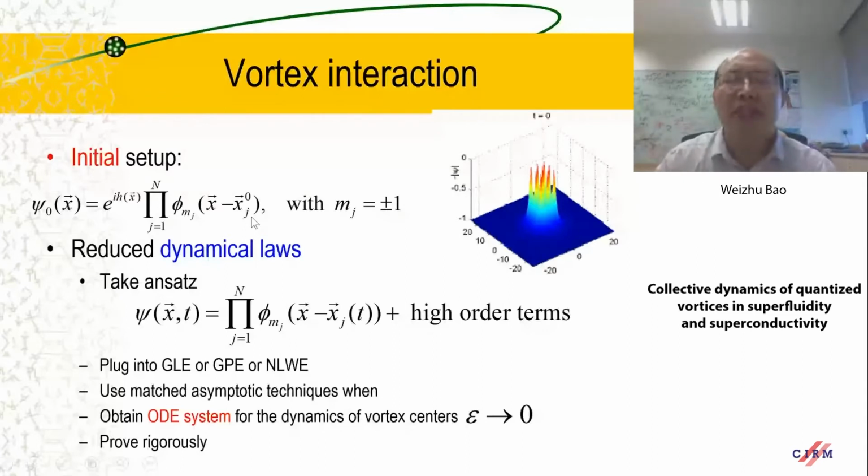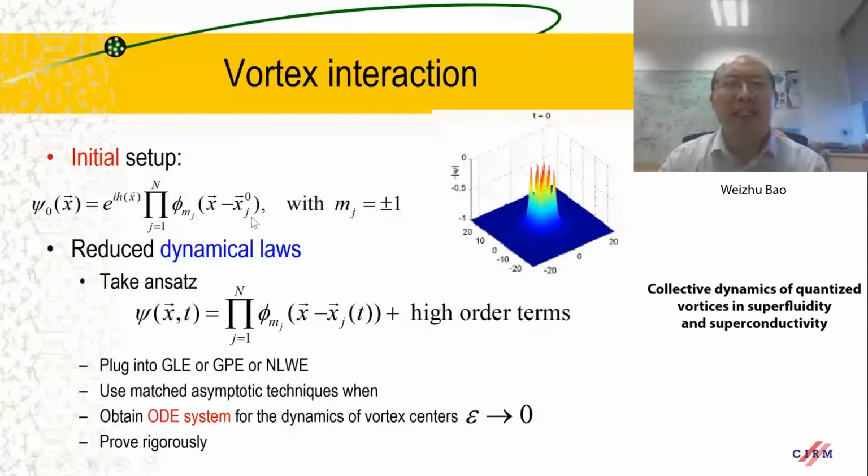or the distance goes to infinity. In other words, the so-called distance is much bigger than epsilon. As epsilon goes to 0, or the initial distance is fixed and epsilon goes to 0, the x_j(t) will follow an ODE, and then later one can prove rigorously this reduced dynamic law.